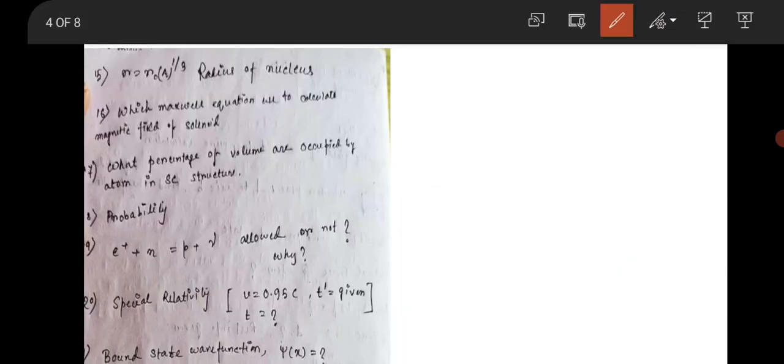Then this is a question from nuclear physics. Like you know, R equal to R naught A to the power 1 by 3, the radius of the nucleus. And the question was asking for the power of A. This is a very straight and simple question.